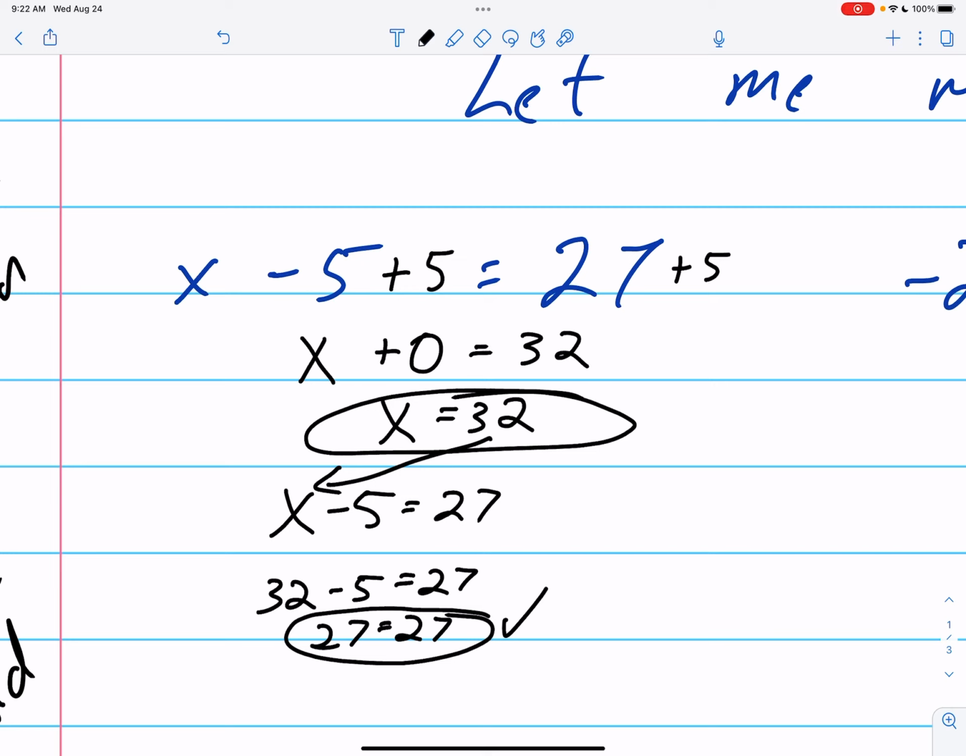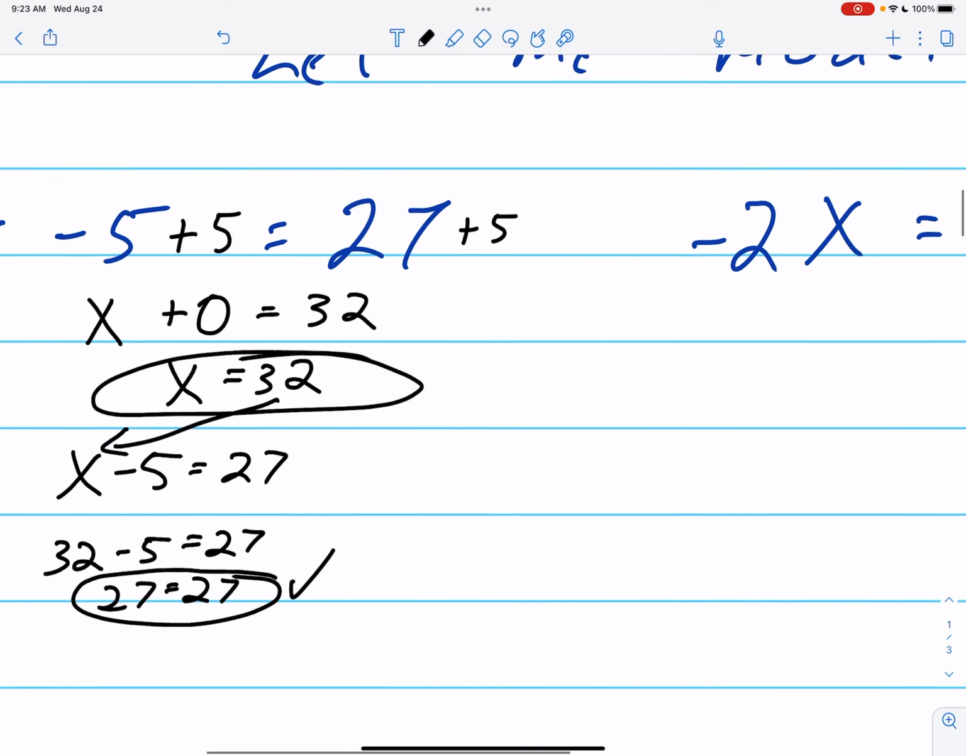Now, if you had gotten something a little different, like if you had gotten x equals 0 or something, I don't know how you would do that, but then you would have gotten negative 5 equals 27, which is not a true statement. Any other number, try plugging in other numbers that are not solutions. You will get an inconsistent equation. You will get a false statement, something like negative 5 equals 27 or 0 equals 27, something like that.